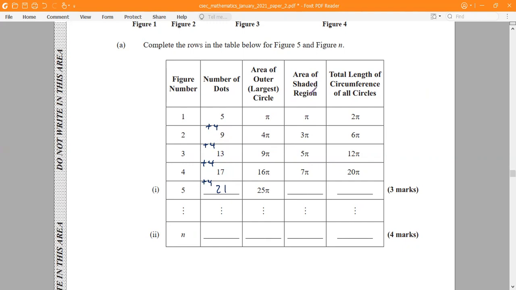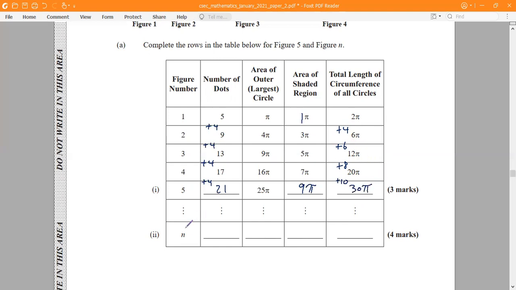We move on to the area of the shaded region. So we have 1 pi, since 1 is understood. 1, 3, 5, 7. So we have odd numbers. The next number would be 9. So 9 pi. And then we have 2 plus 4 is 6, plus 6 is 12, plus 8 is 20. So 4, 6, 8. The next number in the sequence would be 10. 20 plus 10 is 30 pi.